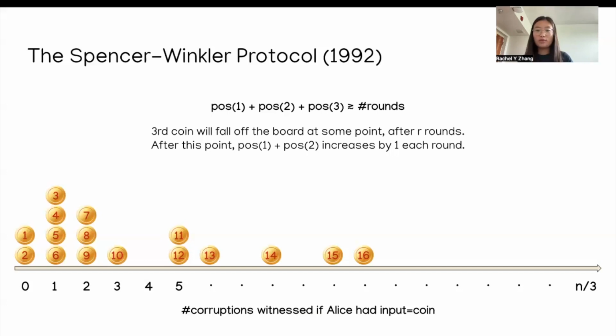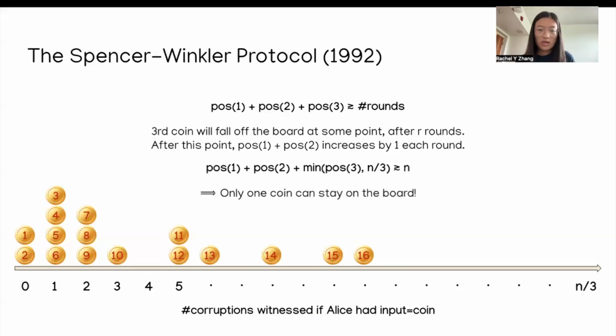So maybe rewriting this observation, we can rewrite the above equation as follows. The sum of the positions of the first 2 coins plus the minimum of the position of the 3rd coin and n over 3, the cutoff for falling off the board, is at least n by the end of the protocol. But then this means that only 1 coin can stay on the board, because if both coins 1 and 2 were at positions less than n over 3, then the above equation would not be satisfied. So this analysis is kind of important. The idea that we're really capturing is the sum of the positions of the first 3 coins on the board.